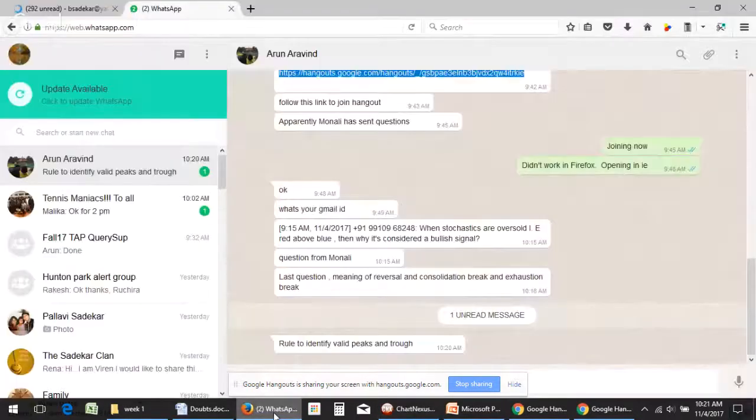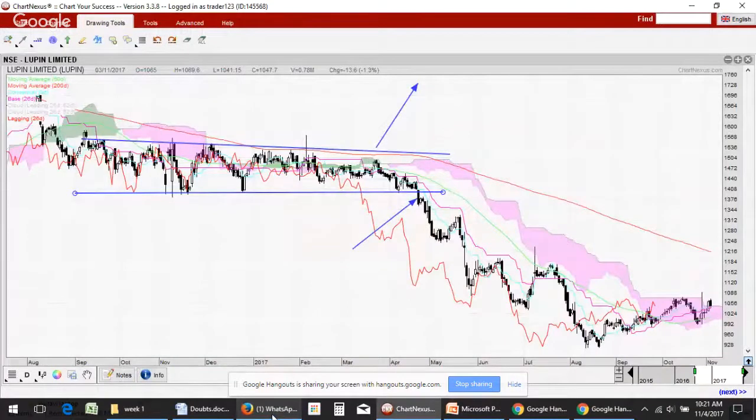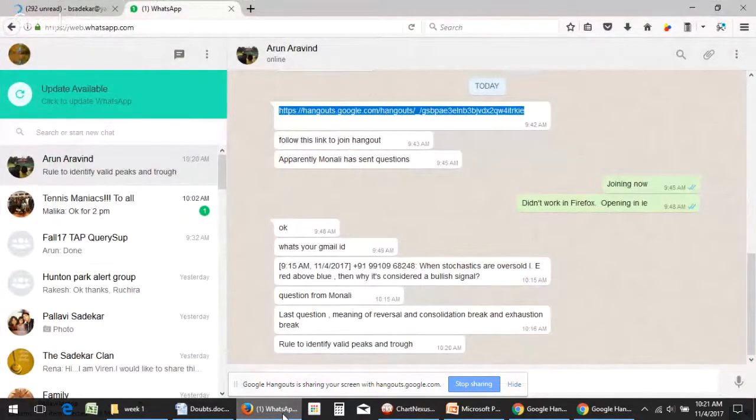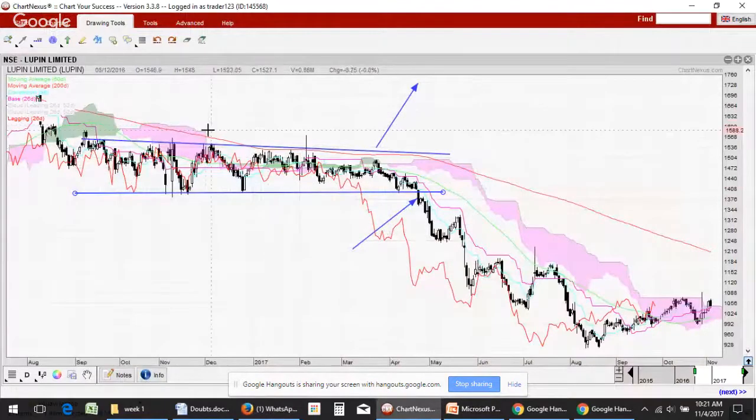Let's see, what is exhaustion break? I'm really not sure of what an exhaustion break is. Never heard that term before, so I'm going to skip on that one. And the next one: rule to identify valid peaks and troughs.